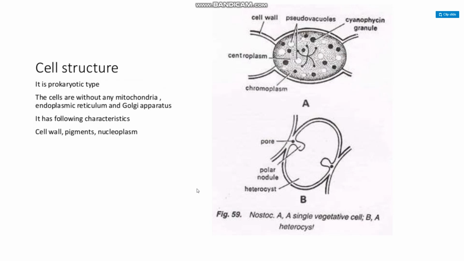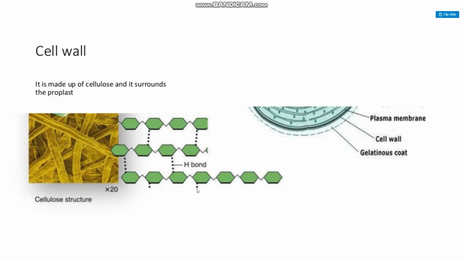It is a prokaryotic type, and the cells are without any mitochondria, endoplasmic reticulum, and Golgi apparatus. It has the following characteristics: cell wall, pigments, and nucleoplasm. You can see single vegetative cells, and in section B you can see the heterocyst. The cell wall is made up of cellulose and is around the protoplast.